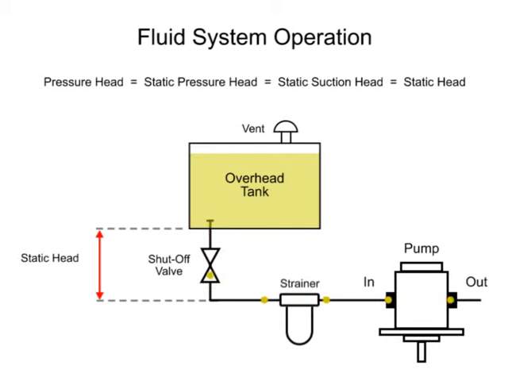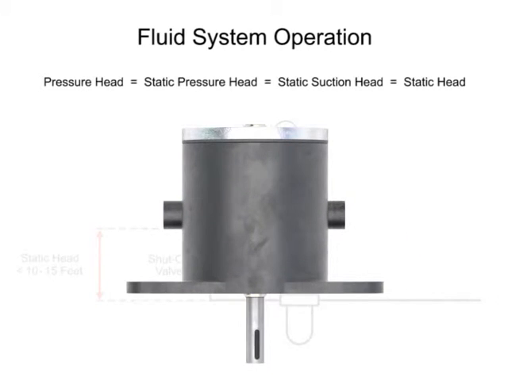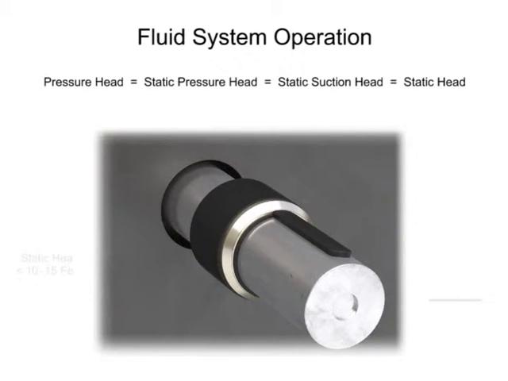Most pumps will tolerate only a small amount of positive inlet pressure, usually less than 15 psi, so elevation of the reservoir should not exceed 10 to 15 feet above the pump. If the reservoir is placed too high, the increase in inlet pressure can blow out the shaft seal of most pumps.